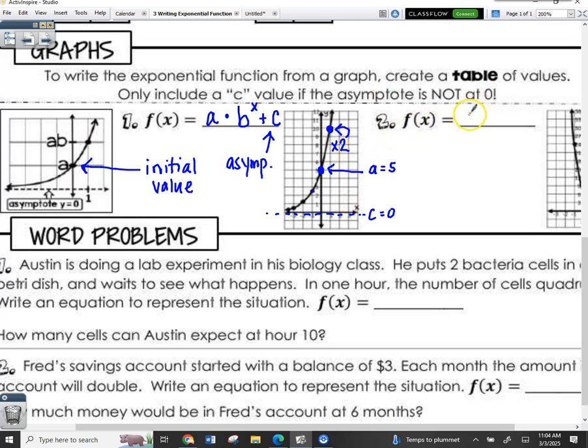So here we go. We've got an initial value of 5, and then we're multiplying by 2 to the x, and then we technically don't have an asymptote, so you could put plus 0 here to confirm. But then I would go to Desmos and I would enter that function and see if it mirrors this graph.